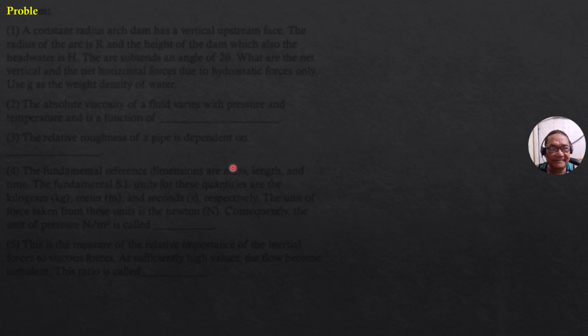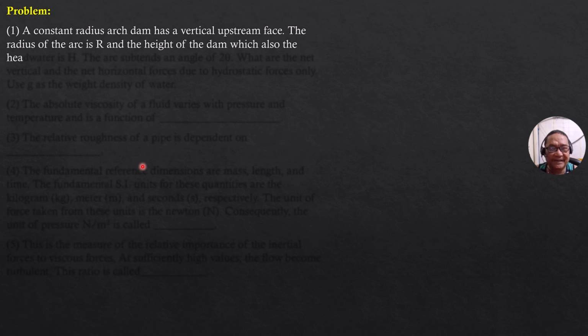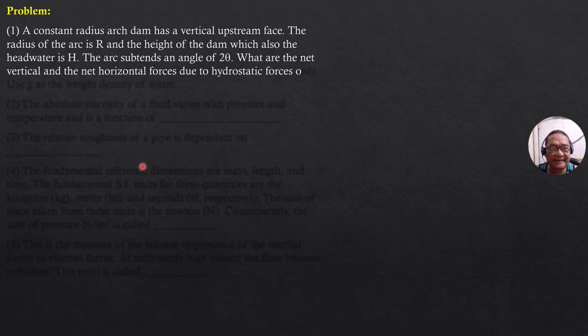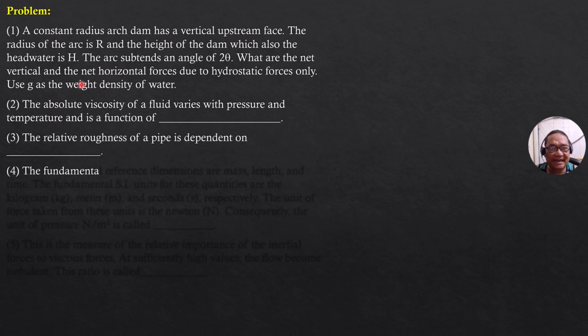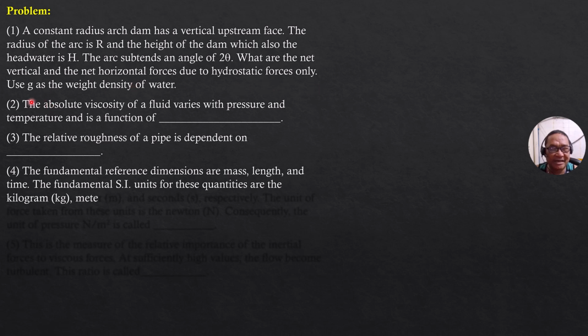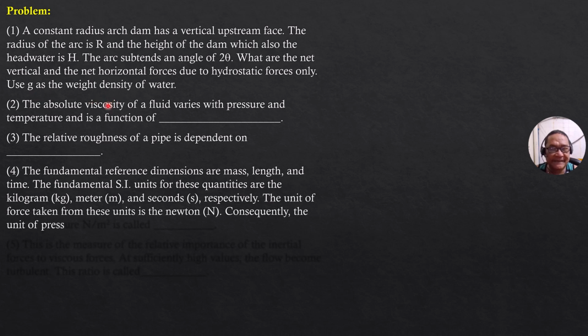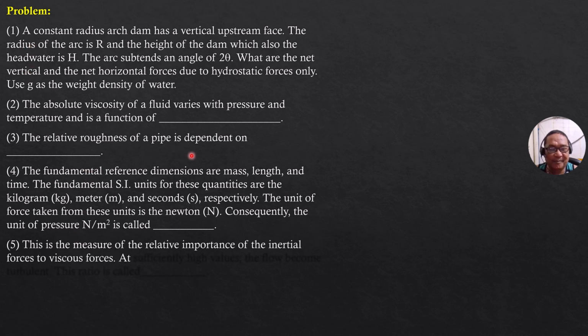So here are the problems, and the first one: a constant radius arc dam has a vertical upstream face. The radius of the arc is big R and the height of the dam, which is also the headwater, is big H. The arc subtends an angle of 2 theta. What are the net vertical and the net horizontal forces due to hydrostatic forces only? Use G as the weight density of water. So let's focus one problem at a time to answer these problems.